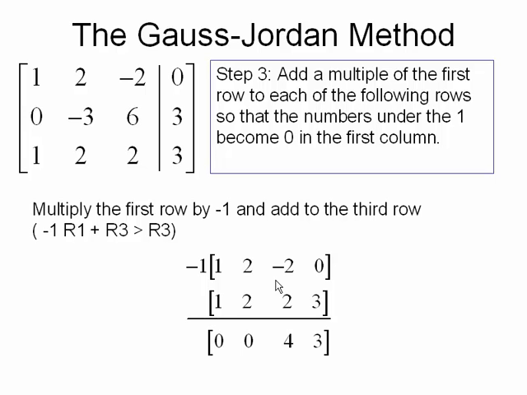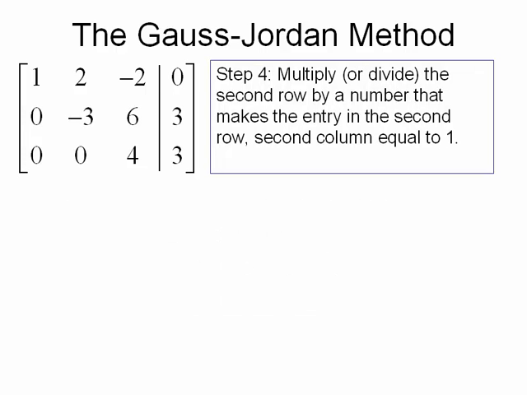And be careful about these negative signs. So -1 times -2 is 2, added to 2 makes 4. That's the most common mistake, to mess up with your signs. So we end up with 0, 0, 4, 3, and that's what we need to put in the third row. So let's go ahead now and keep moving on.